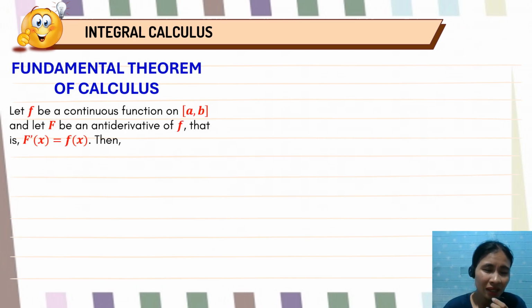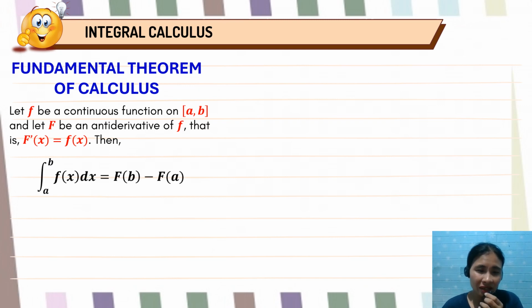Let f be a continuous function on [a, b], and let capital F be an antiderivative of the function, that is, F prime of x is equal to f of x. Then the definite integral from a to b of f of x dx is equal to F of b minus F of a.